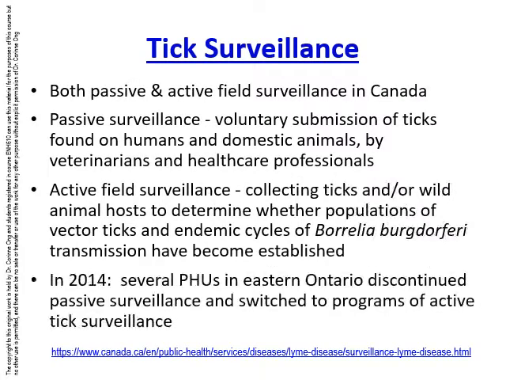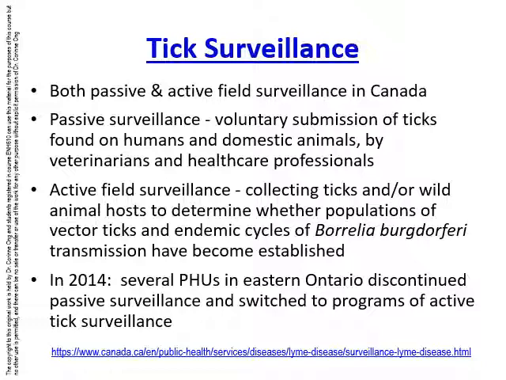Both active and passive tick surveillance exists in Canada. Passive surveillance is where there is voluntary submission of ticks found on humans and domestic animals by veterinarians and healthcare professionals. Active field surveillance, on the other hand, involves the collection of ticks and/or wild animal hosts to determine whether populations of vector ticks and endemic cycles of Borrelia burgdorferi transmission have become established.